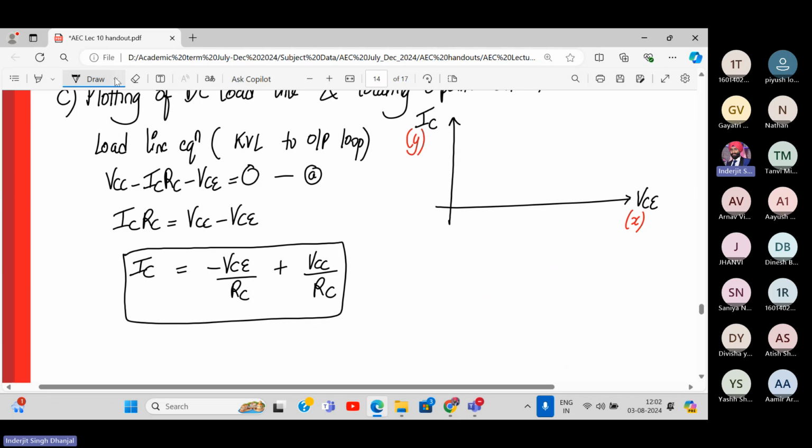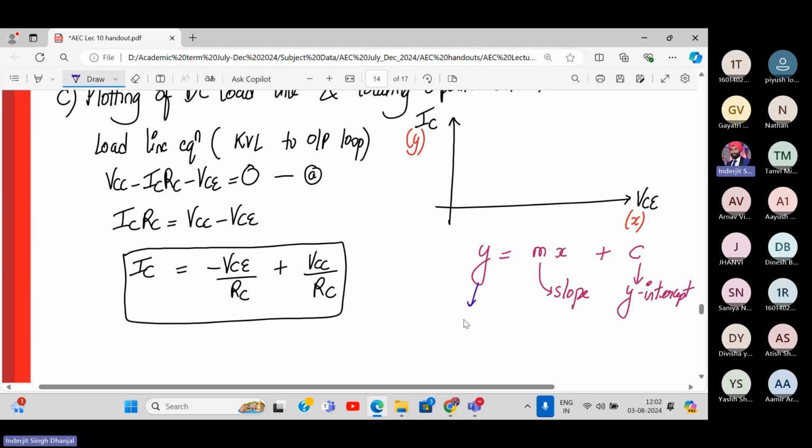Now, do you know the mathematical expression for a straight line? Y is equal to mx plus c. What is m? M is slope. And what is c? Anyone can tell me? C is the y-intercept. Yes or no? And what is y actually in our case?